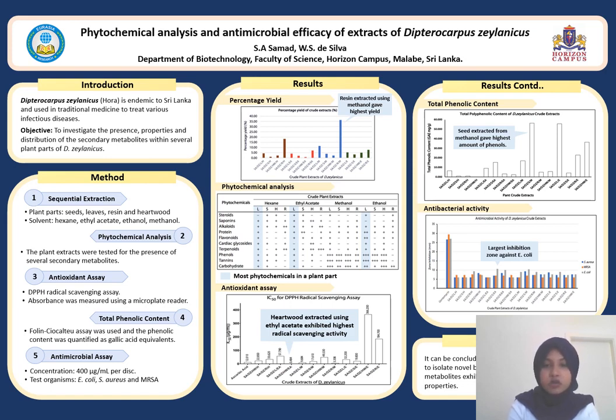The best one was heartwood extracted with ethyl acetate. It gave about 0.484 IC50. About the total polyphenolic content, the highest phenols were present in the methanol extract of seed.